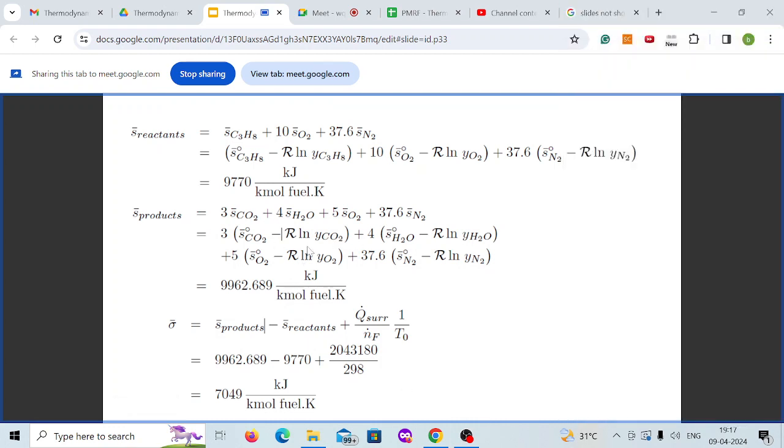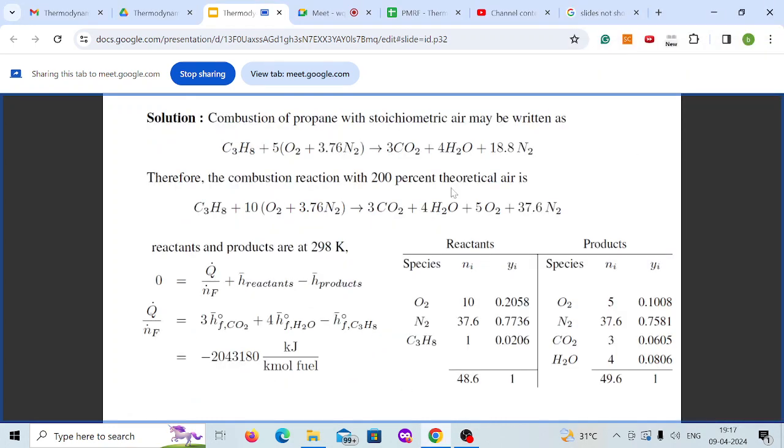Because the reactants and products are at the same temperature and pressure, there will be no sensible enthalpy heating happening. So you have just formation enthalpies. This gives you minus 2043180 kilojoule per kilomole of fuel.